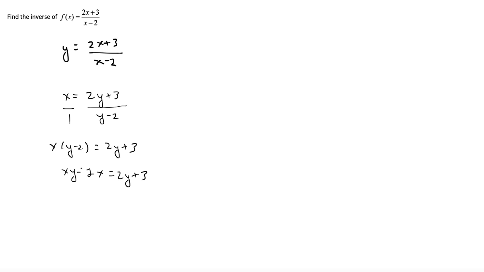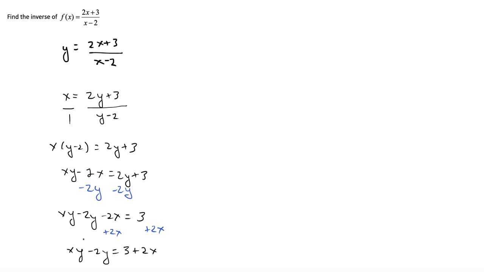Once again, this term has a y in it and this term has a y in it. So any term with a y will move to the left. Any term without a y will move to the right. So we'll subtract the 2y to the left side. I'm going to do this in steps. So xy minus 2y equals 3 plus 2x minus... wait a minute, this term does not have a y in it, so I need to move that over to the right. I'm going to add the 2x to both sides. Notice that here we get xy minus 2y equals 3 plus 2x.